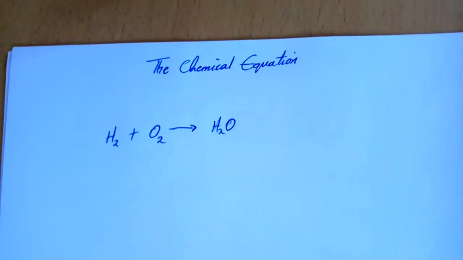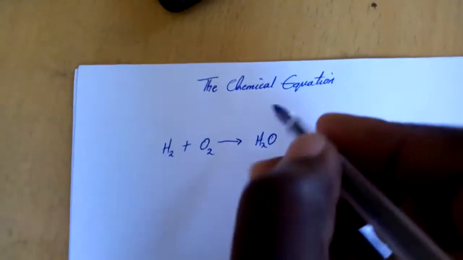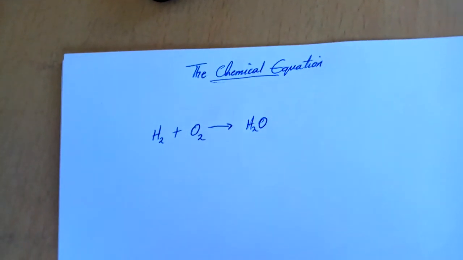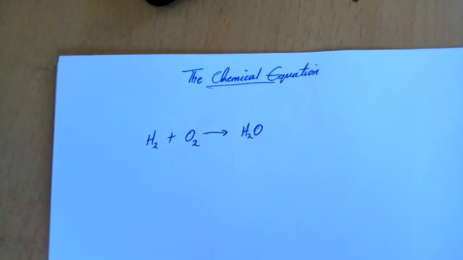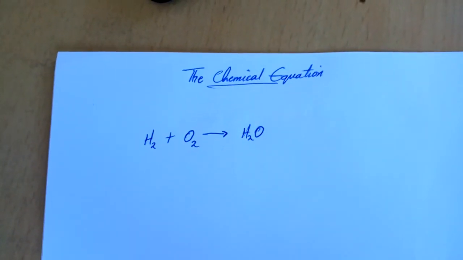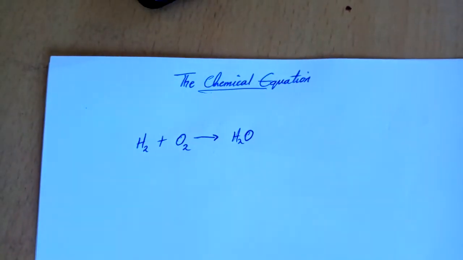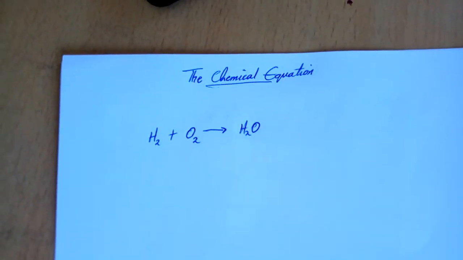Hey, the chemical equation is our thing today. What is a chemical equation? A chemical equation is a shorthand representation of a chemical reaction using chemical symbols.